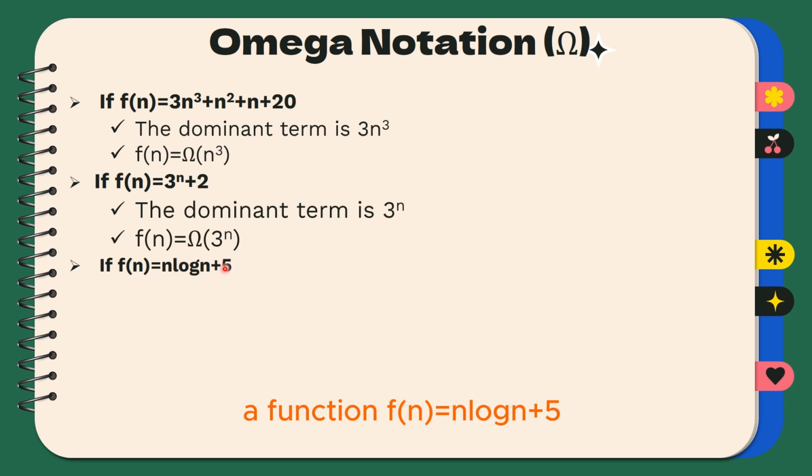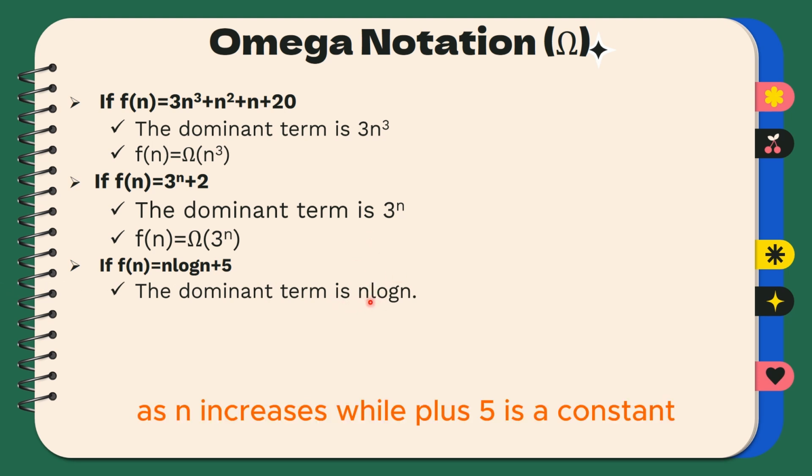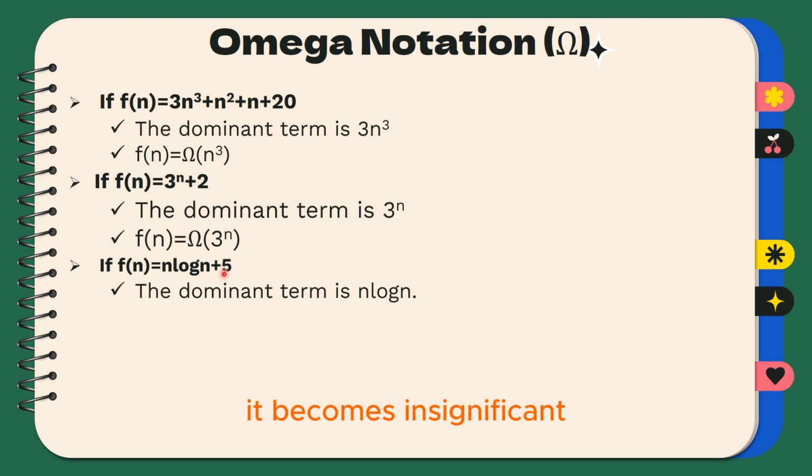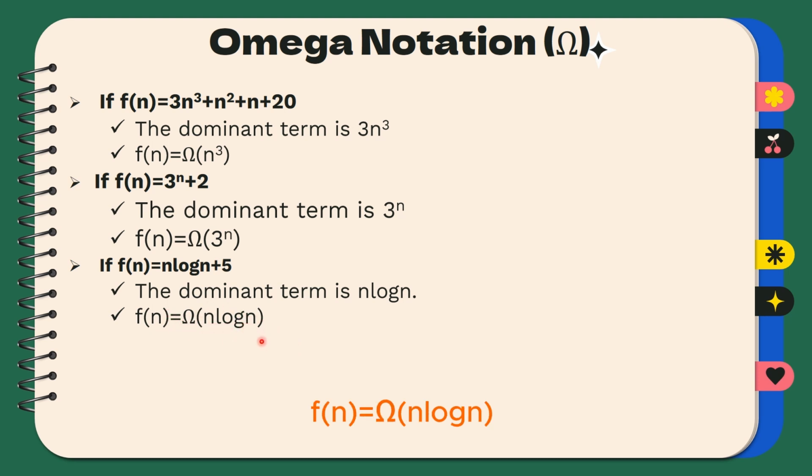F of n equal to n log n plus 5. In this case, the term n log n dominates the behavior of f of n as n increases. While plus 5 is a constant, it becomes insignificant compared to the logarithmic term. We can express this relationship as f of n equal to big omega of n log n.